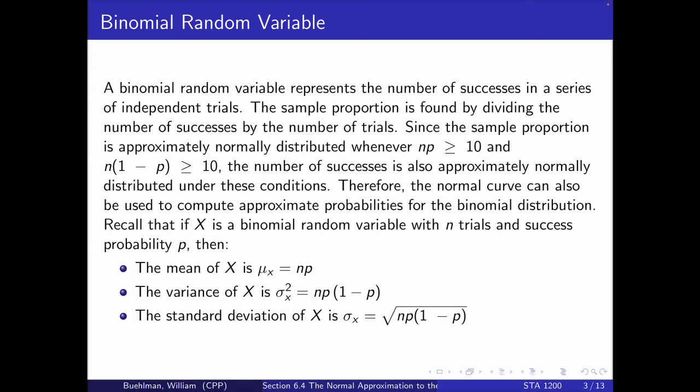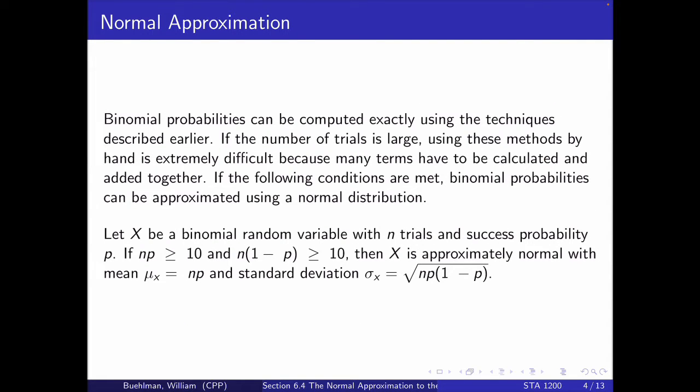Recall that if x is a binomial random variable with n trials and success probability p, then the mean of x is n times p, the variance of x is n times p times 1 minus p, and the standard deviation of x is the square root of n times p times 1 minus p. Binomial probabilities can be computed exactly using the techniques described earlier. If the number of trials is large, using these methods by hand can be extremely difficult because many terms have to be calculated and added together.